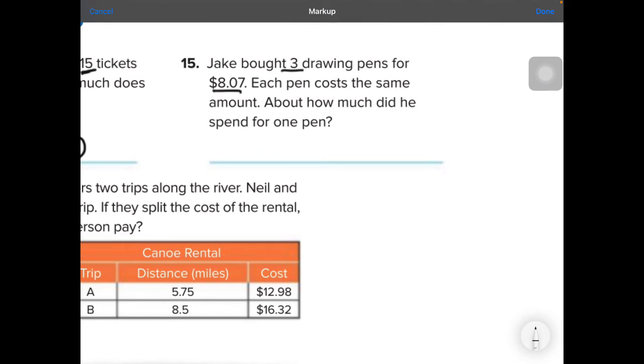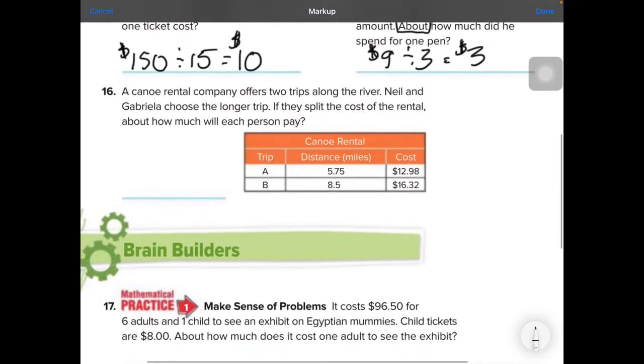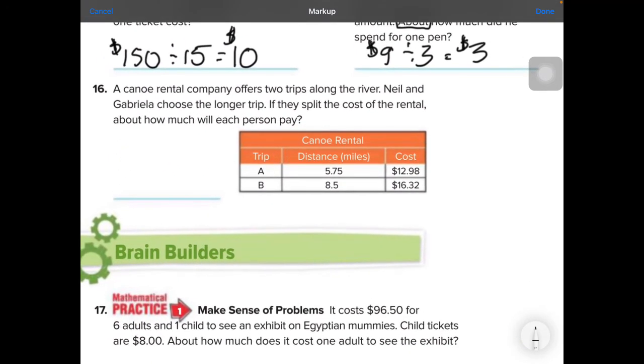Jake bought 3 drawing pens for $8.07. Each pen costs the same amount. About how much did he spend for one pen? Well, 3 and 8 are not very compatible, so something that would get along well with 3 would be 9. Bump that number up to 9 divided by 3, and I know that it'd be $3. Each pen cost about $3.